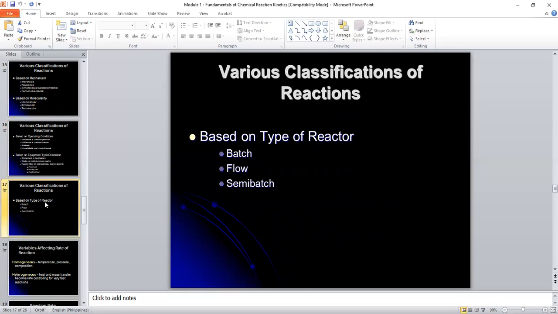The last is how your reactor is operated, or the type of operation. Is it batch? Is it something continuous or flowing? Or is it semi-batch? So this is the fifth way of classifying reactions.